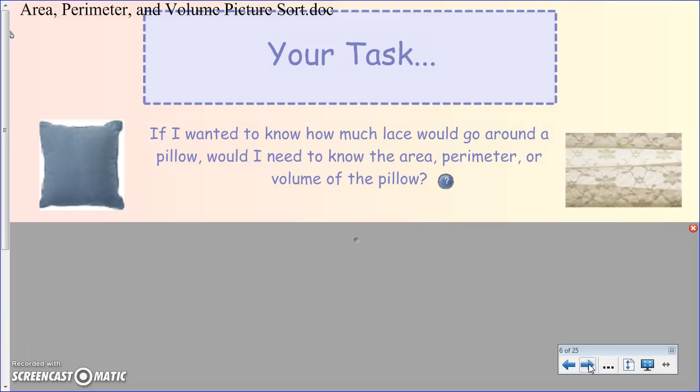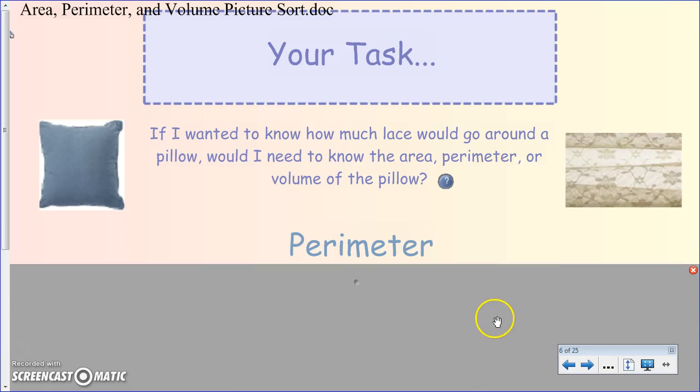Your task. So right here is where we start on deciding whether you'd find area, perimeter, or volume for each scenario. We're going to walk through each of these scenarios, and as we go, you need to record the answer on your sheet. So if I wanted to know how much lace would go around a pillow, I would need to know the area, perimeter, or volume. In this case, it is the perimeter, because we want around the edge.